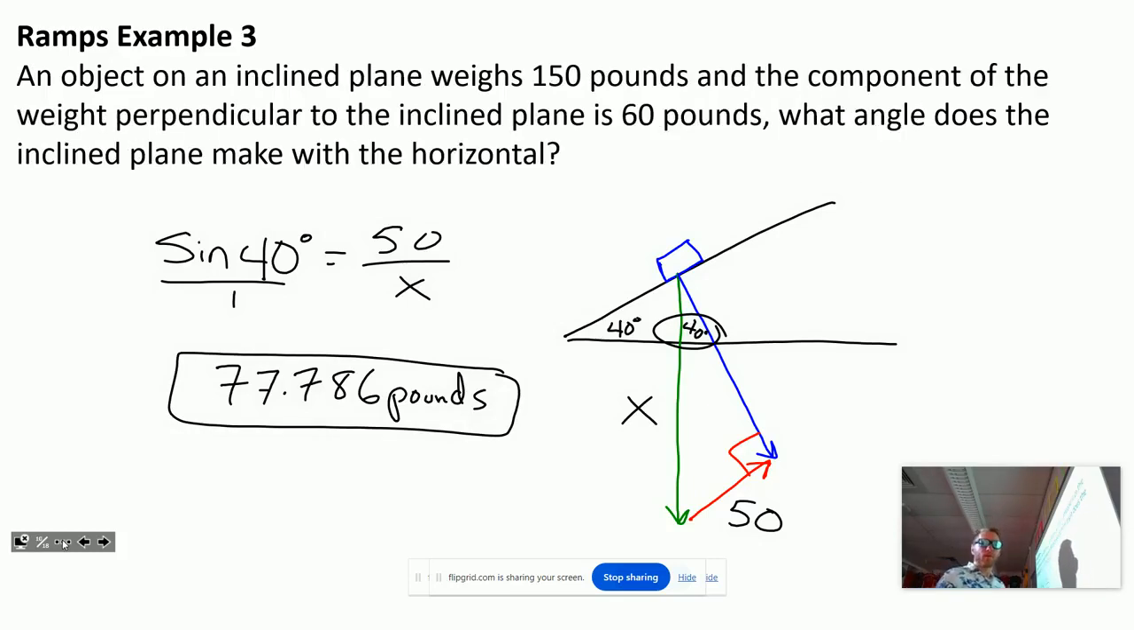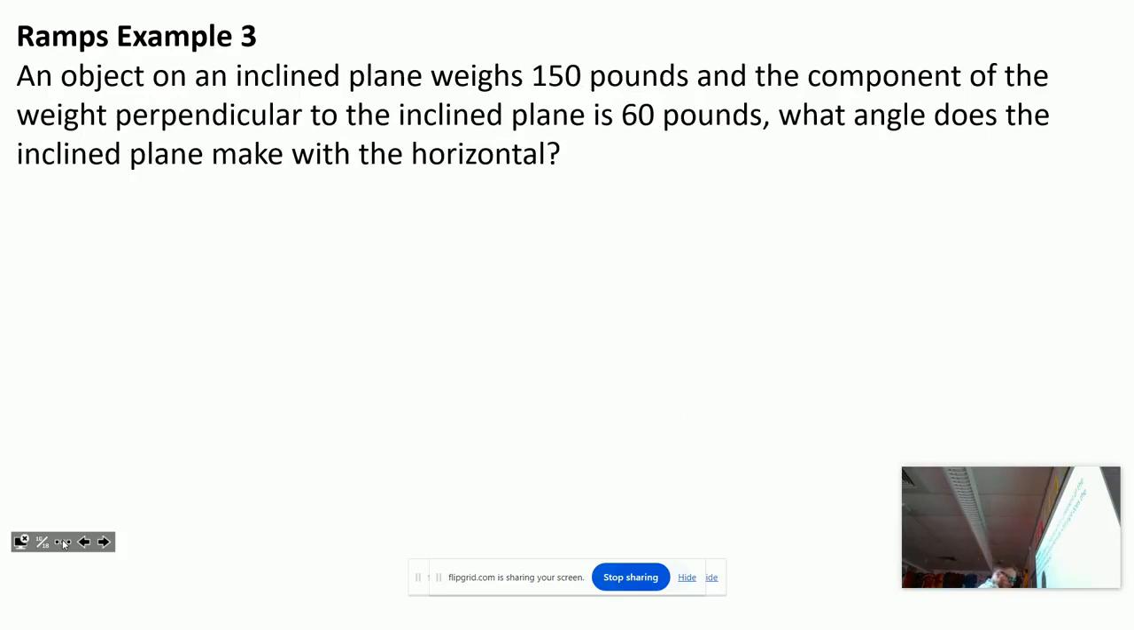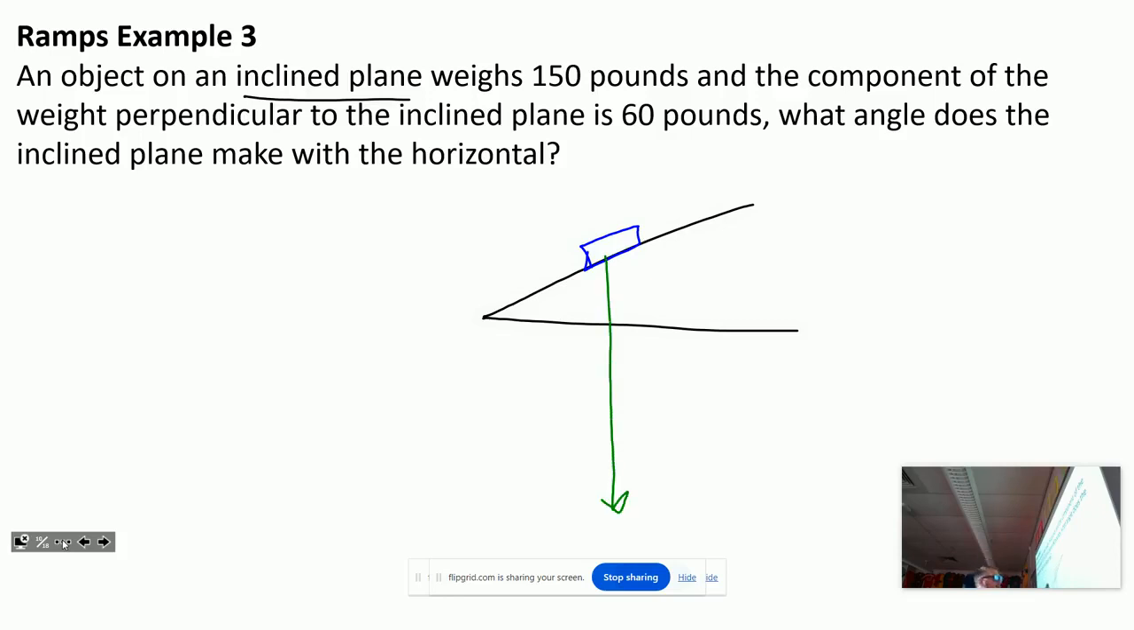One more together, and then you try one out. All right. So again, we got an object on an inclined plane, another word for a hill or ramp or whatever you want to call it. It weighs 150 pounds. So I'm going to go right on in and draw that object. The weight of it, I keep going in green, so I'll keep doing that. Longest vector, 150 pounds. The force perpendicular to the plane, or to the ramp, that I'm given to be 60 pounds. And finally, the force required to keep it from sliding down. I don't know anything about it, and I don't need it.